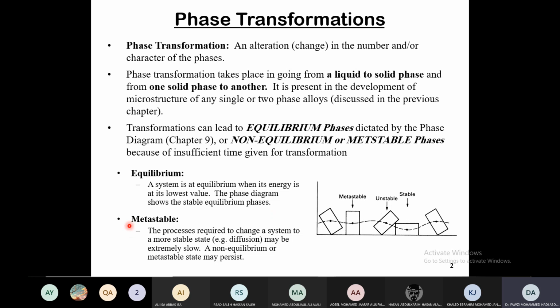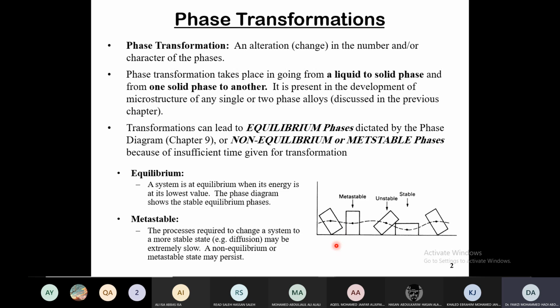On the other hand, for metastable phases, the process required to change a system to a more stable state by diffusion may be extremely slow, so very slow. Diffusion is very, very slow. So if you cool down faster, a non-equilibrium or metastable phase will persist, will develop in the material.